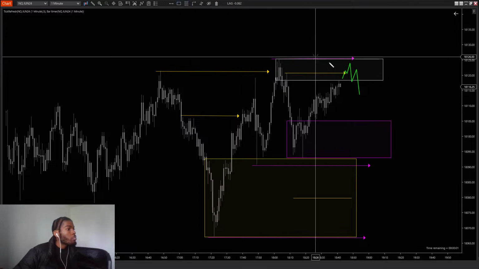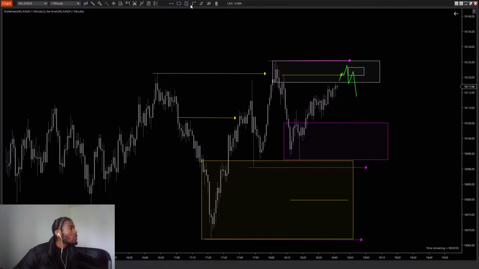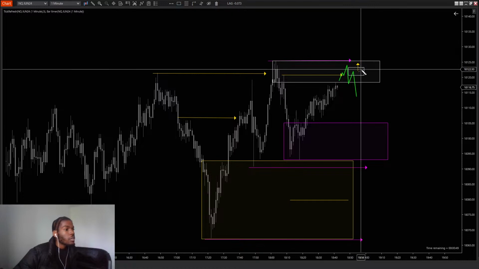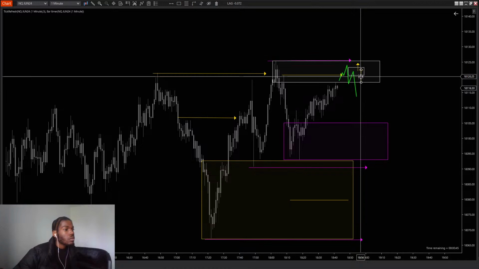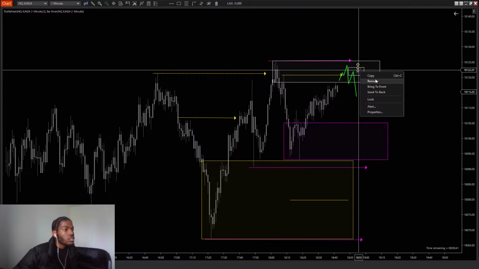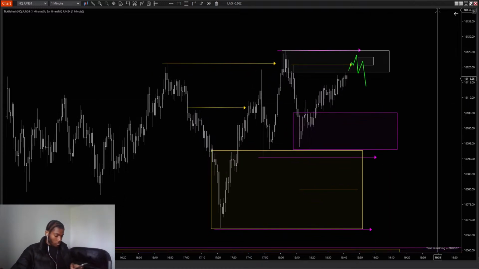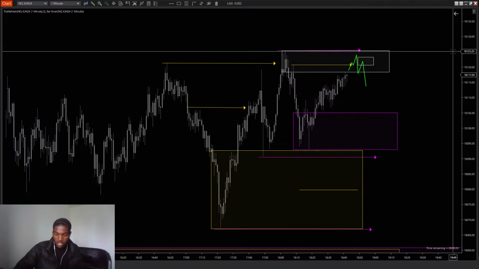But on the pullback, I'm looking for that failure to close above. Either like this or like that, you feel me? With the wicks. I'll just leave that there and just see if it happens.